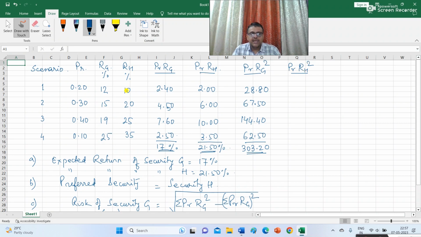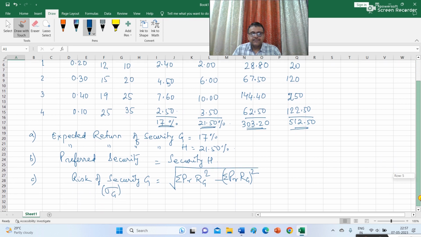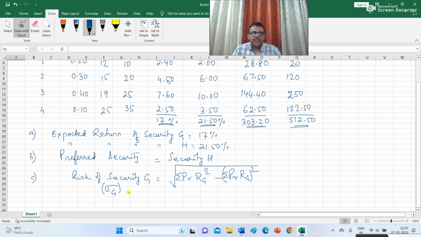Now we are calculating the probability with RH square. So RH is 10. 10 square is 100. Multiply with 0.2, you will get 20. Then 20 square multiply with 0.3, you will get 120. Then 25 square multiply with 0.4 is 250. And 35 square multiply with 0.1 is 122.50. So if you add up these four, you will get 512.50.